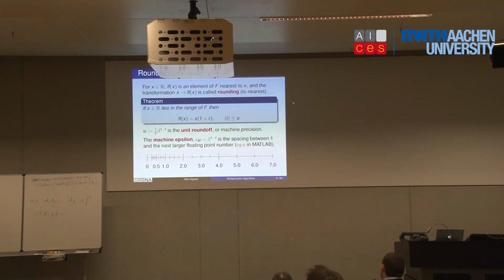And little u is called the unit roundoff. Machine epsilon is the name for twice that quantity. So look at it again. Here's 1. Machine epsilon is 2u, the distance from 1 to the next larger number. Little u is the distance between 1 and the next smaller number. And they differ by a factor beta. So that's a bound for the relative error in rounding x into F.